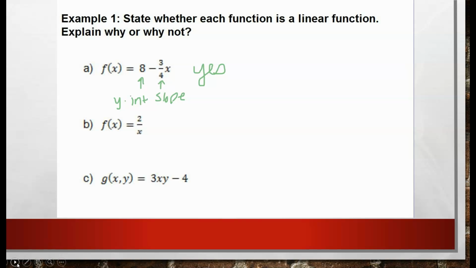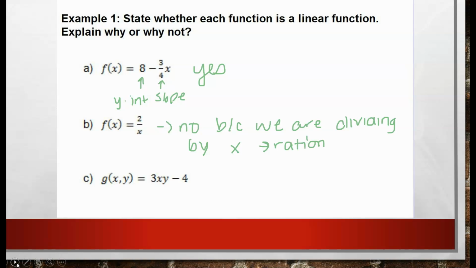Number 1B is no, because we are dividing by x, which will make that a rational function. It is a rational function. Example C is also no, because you have x and y being multiplied together. So C is no, and that's because we have two variables being multiplied.